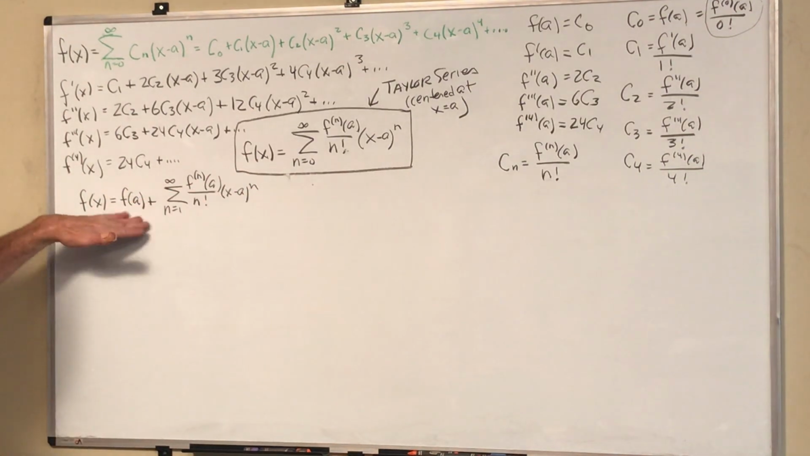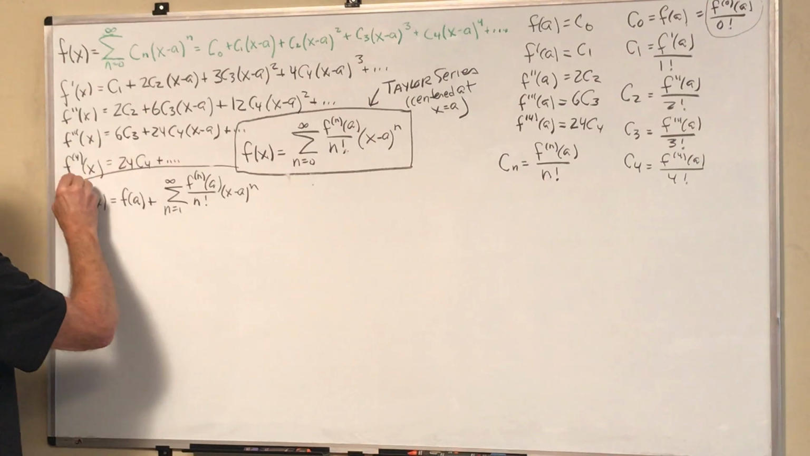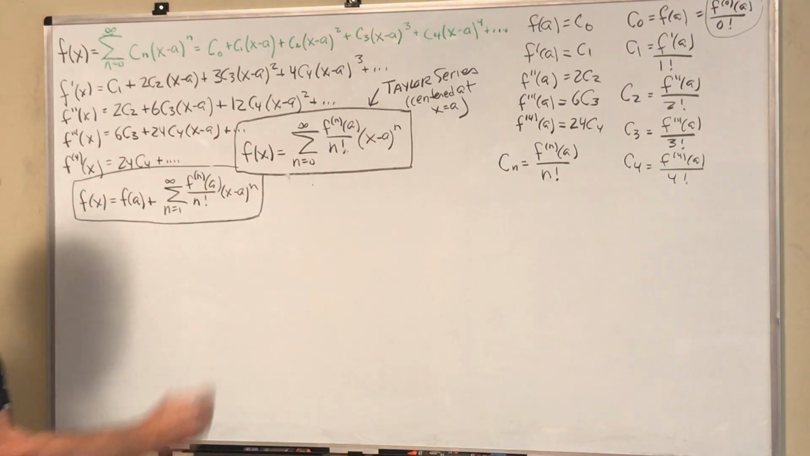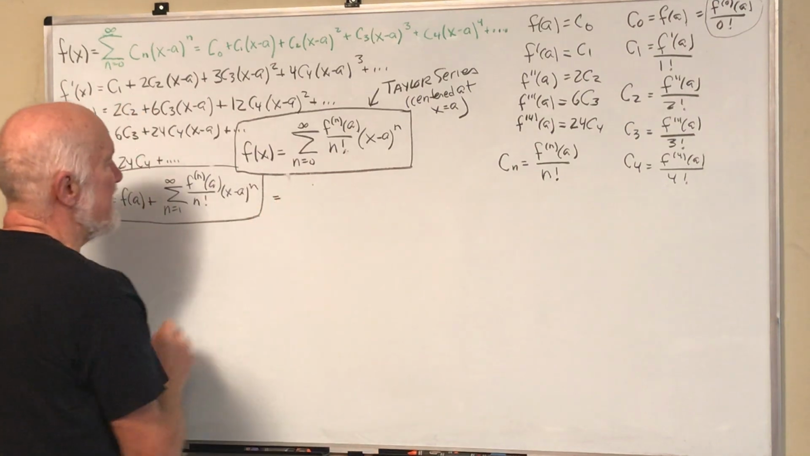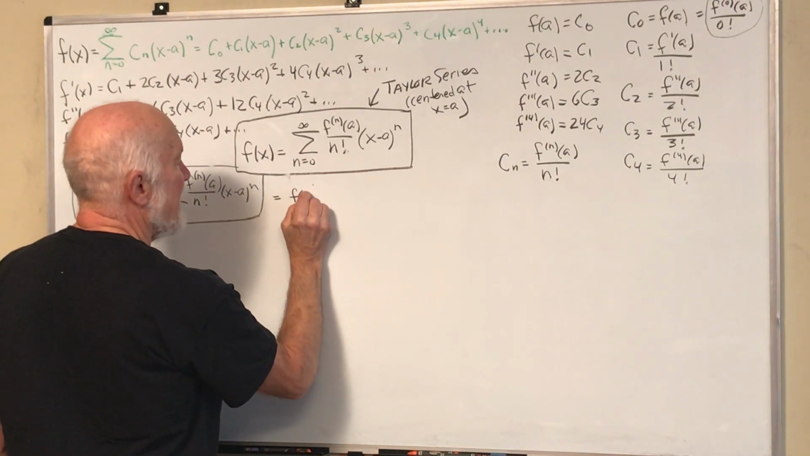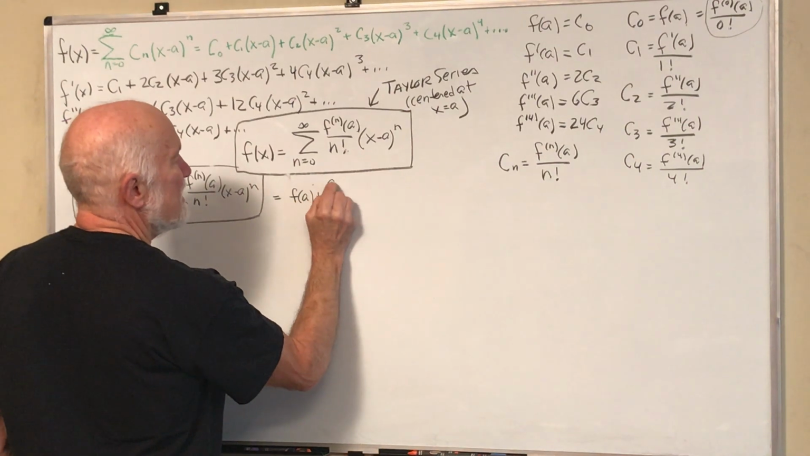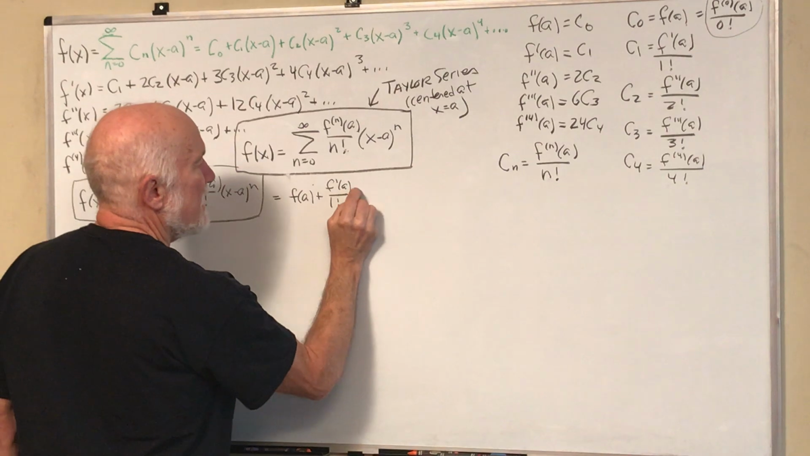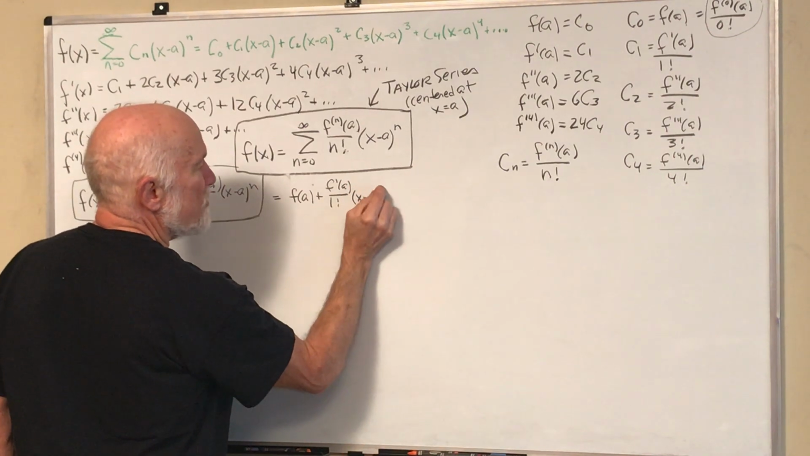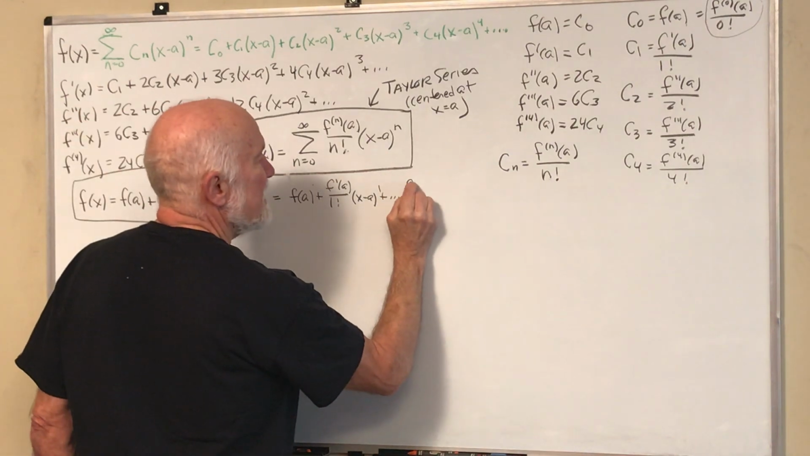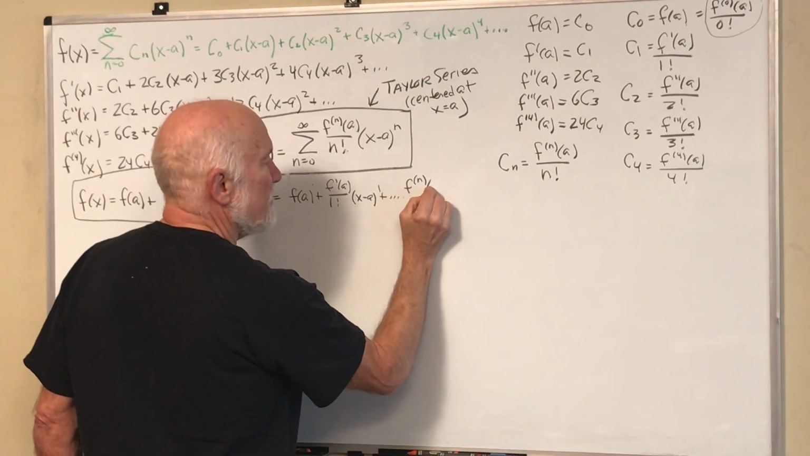So either way, you can write it. They're really the same thing. And when you see them written out, what you have is f of a plus f prime of a over 1 factorial times x minus a to the first. And this keeps going until you get to the nth derivative.